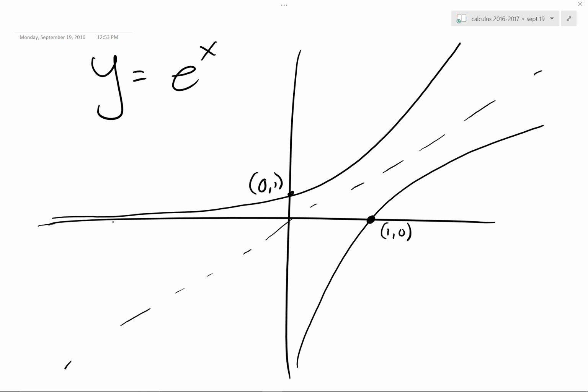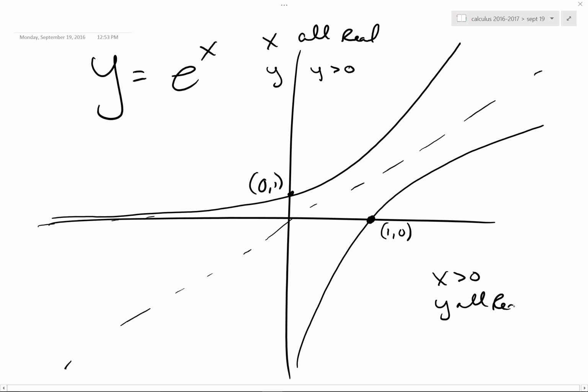Hey, look, if I'm looking up here, x is all reals, right? What's the y up here? The y is bigger than 0, yes? So down here, this function, whatever it is, x better be bigger than 0, and y better be all reals, because they switch each other. What is this function down here? Natural log. Very nice. The natural log is the inverse of e to the x, yes?